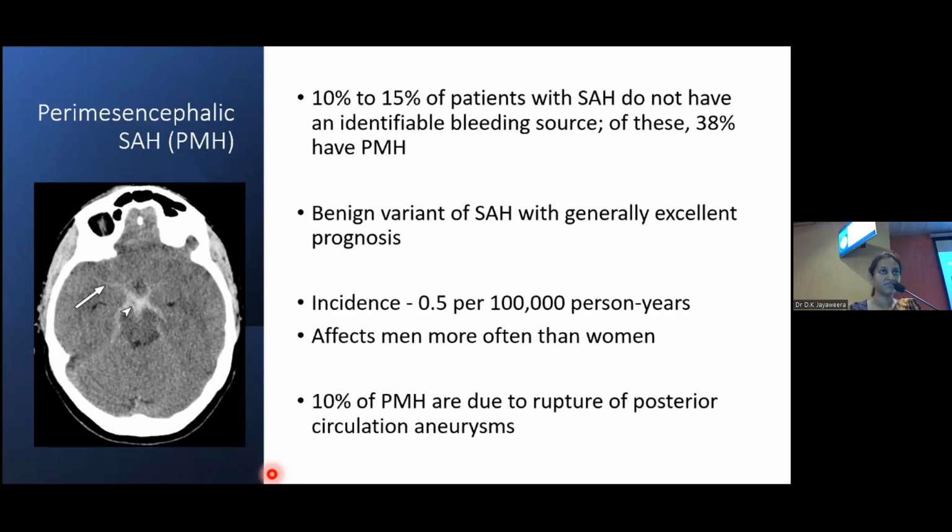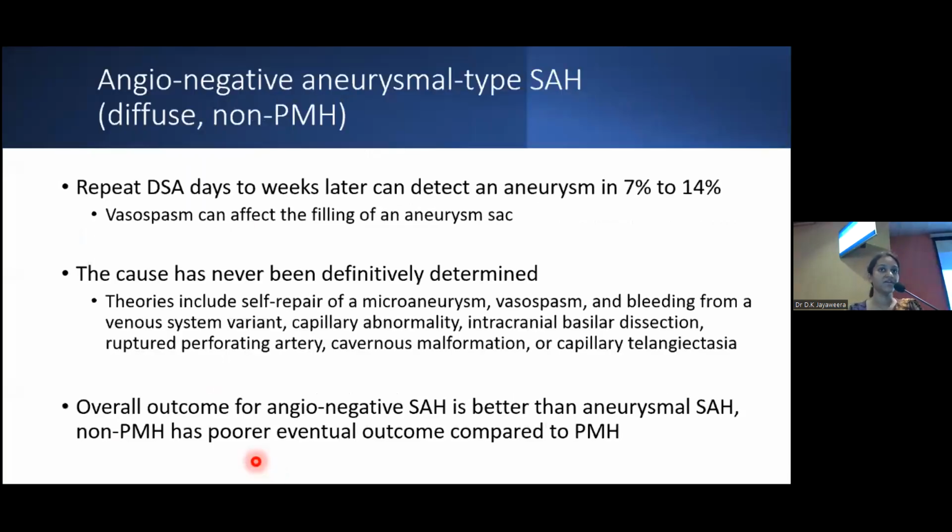And unlike in the classic aneurysmal rupture, it affects men more than women. But the caveat here is that 10% of the time, even patients who present with this presentation may have ruptured posterior circulation aneurysms. So you still have to evaluate as for an aneurysmal SAH even with this appearance. The other type is, of course, when you have a classic SAH on the CT, but the DSA or the angiography is negative. So what we usually do is to repeat the DSA, and in 7 to 14% of the time, you may find the aneurysm.